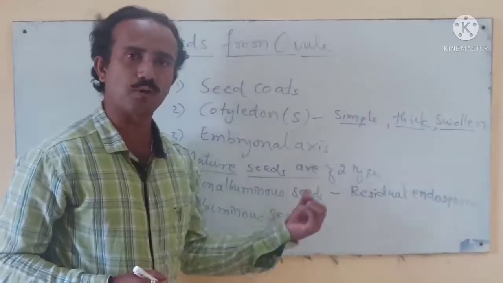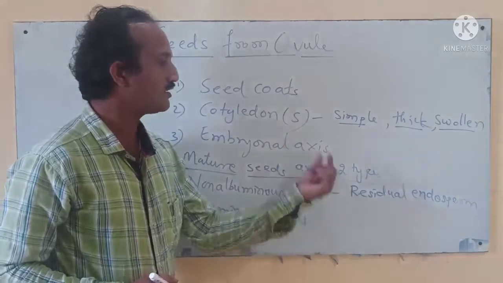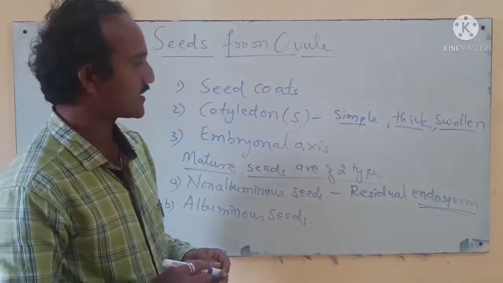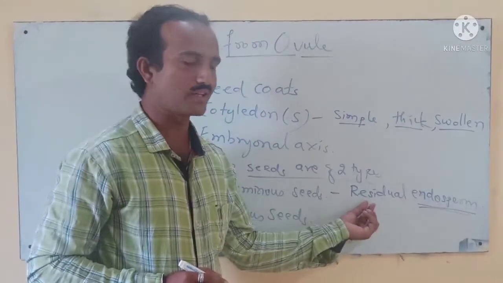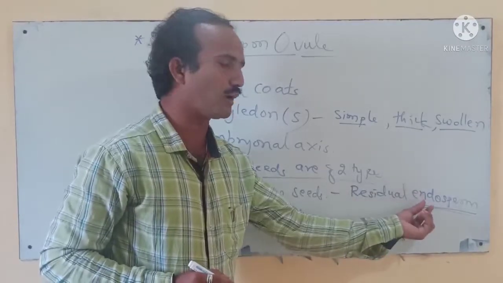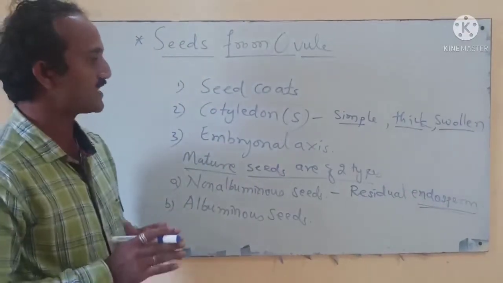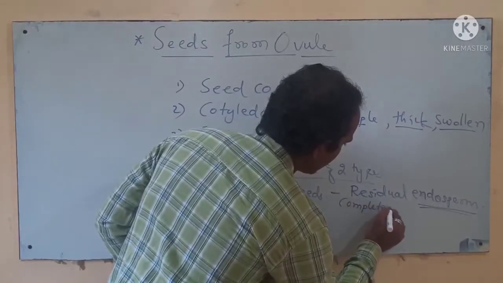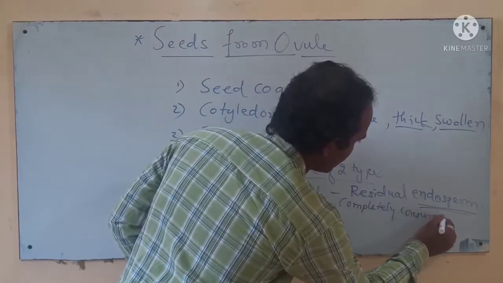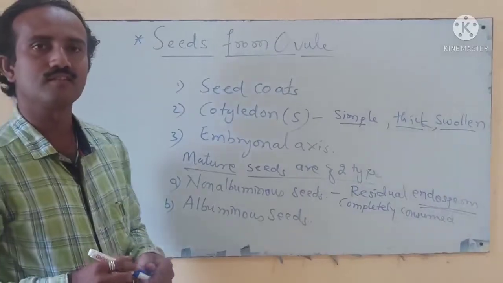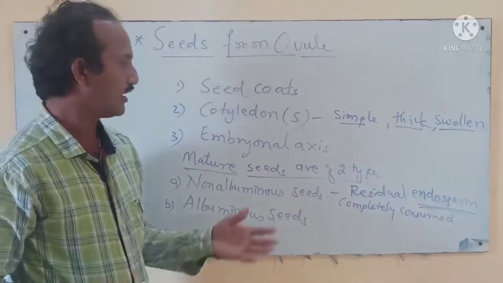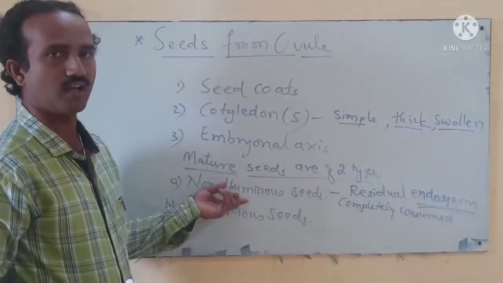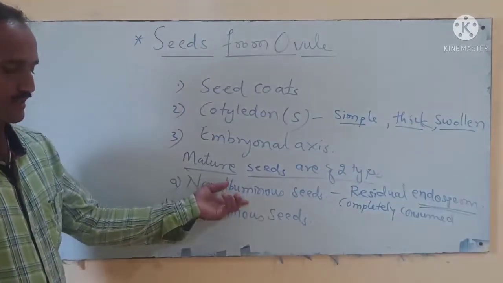So non-albuminous seeds are the seeds in which the residual endosperm, the nutrition or reserve food material, is completely consumed during embryo development. That type of seed is called a non-albuminous seed.